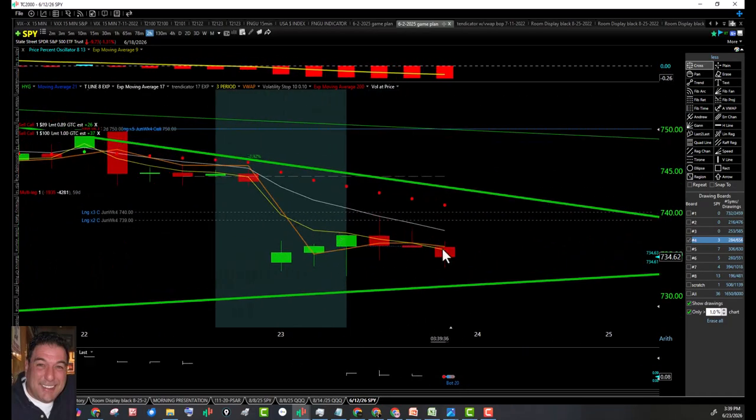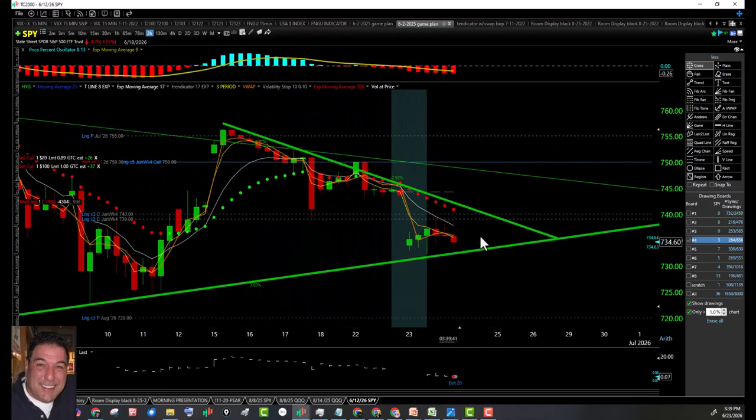On the 2-hour chart, you got the sticks in the 3 plotting underneath the falling 8. So 2-hour downtrend coming into the close.